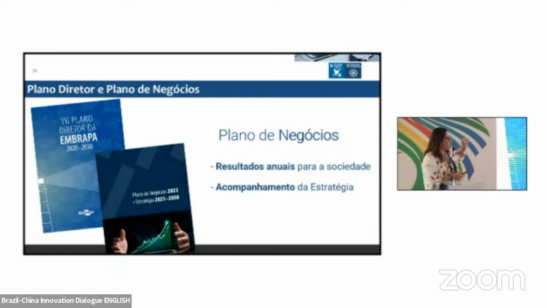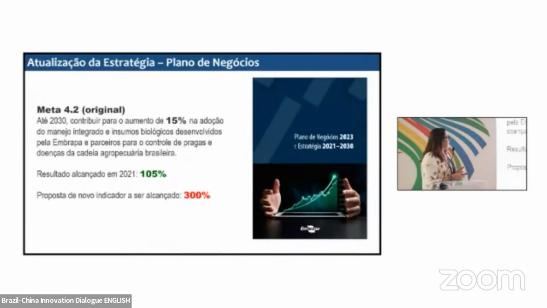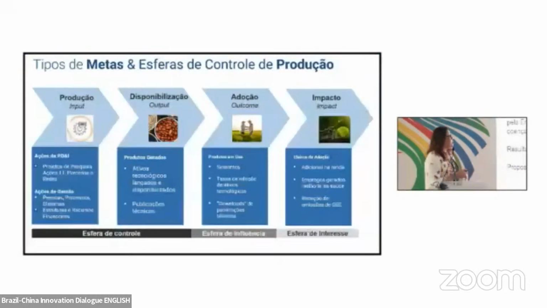So this review will be translated into the business plan, which is agreed upon with the directorate in order to follow the strategy. During the update now, we had a target for 2030, which is to increase the adoption of assets, technological assets. So assets are gaining new indicators as well.